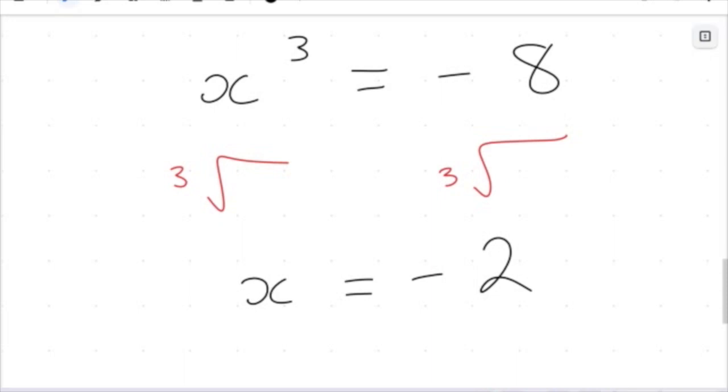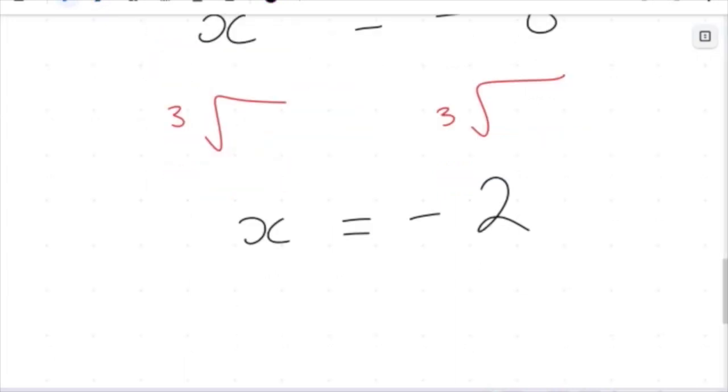Because minus 2 times minus 2 gives me positive 4, because we have a double negative, and multiplying another negative 2 to this gives me negative 8. And you can also just pop this into your calculator, taking the cubed root of negative 8. That's going to give you the answer here.